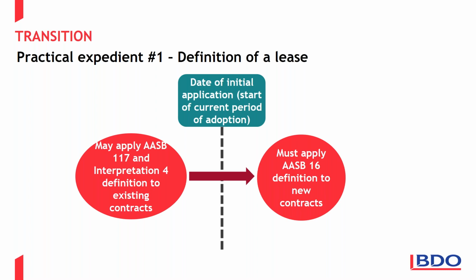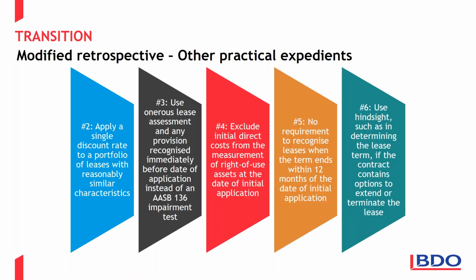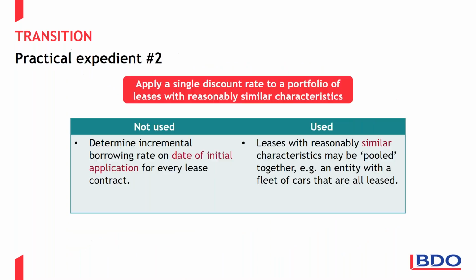You also cannot grandfather an incorrect assessment of the past. So be careful of this practical expedient. Then, for the modified retrospective methods, there are 5 more possible practical expedients, and we'll look at them one by one. And this is just a summary of the 5 other practical expedients.